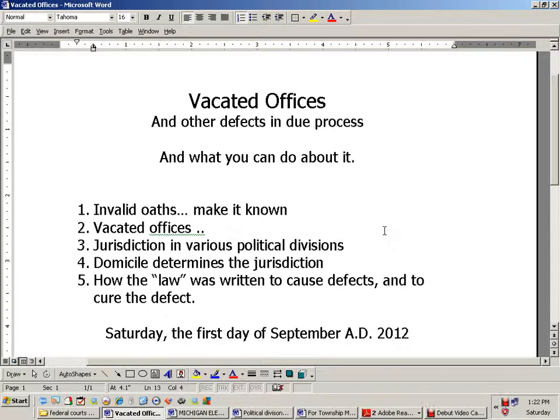So even though you may see an oath, I've got many copies of oaths, right? I'm going to say they're invalid, and I'll show you why here in a bit.